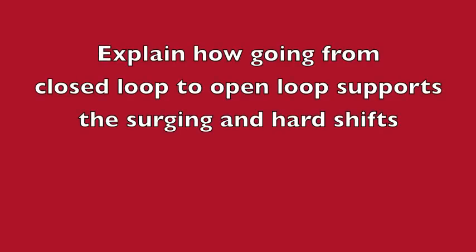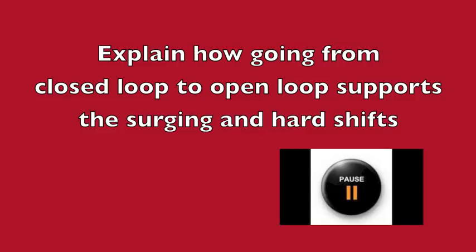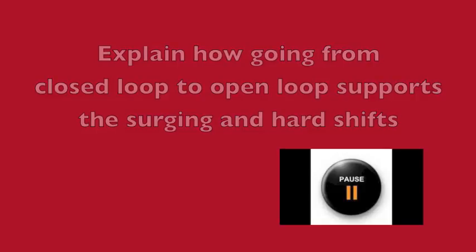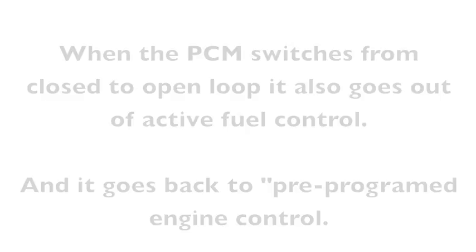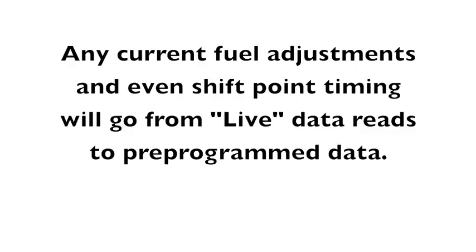Okay, explain how going from closed loop to open loop supports the surging and hard shifts. When the PCM switches from closed loop to open loop, it also goes out of active fuel control and it goes back to the pre-programmed engine control. Any current fuel adjustments and even shift point timing will go from live data reads to pre-programmed data.